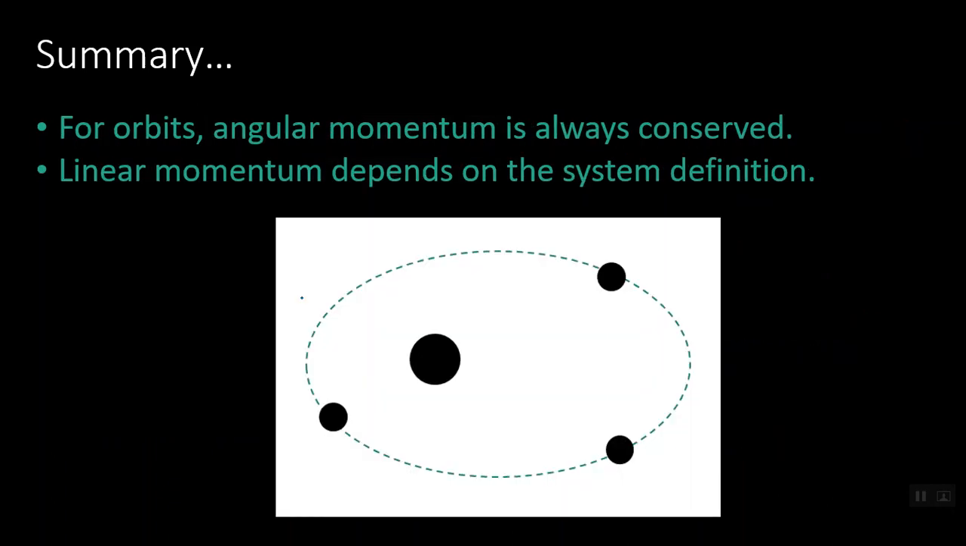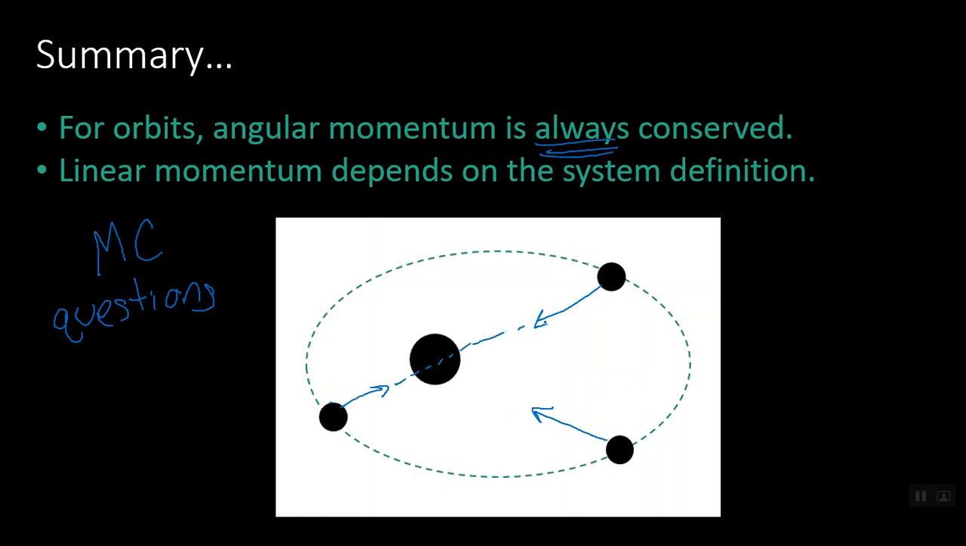And then finally, we have this application. It tends to show up a lot in multiple choice problems, but for orbital motion, angular momentum is always conserved. It does not matter how we are defining this system, whether it's just a single planet or the planet-sun system, angular momentum will always be conserved and specifically constant. That is because the force of gravity is always going to act right through that axis of rotation.